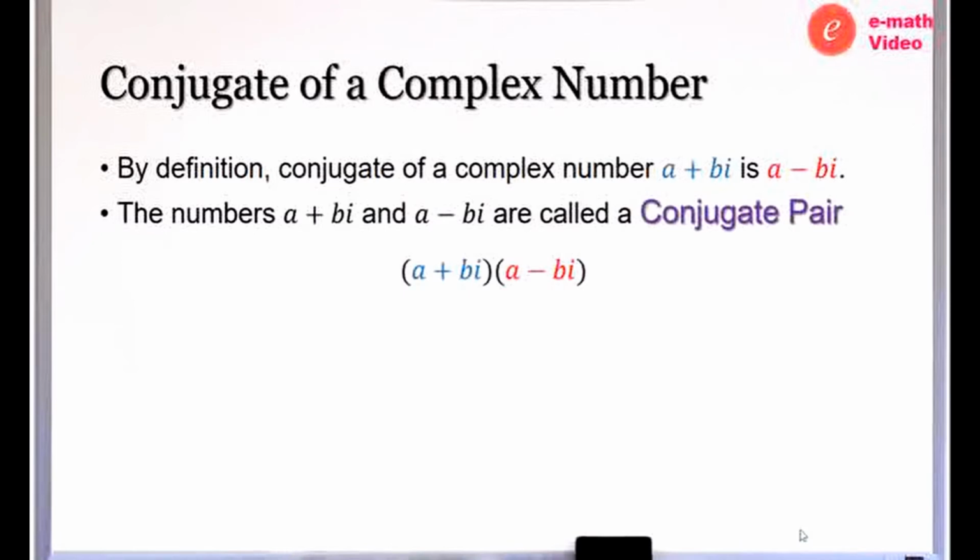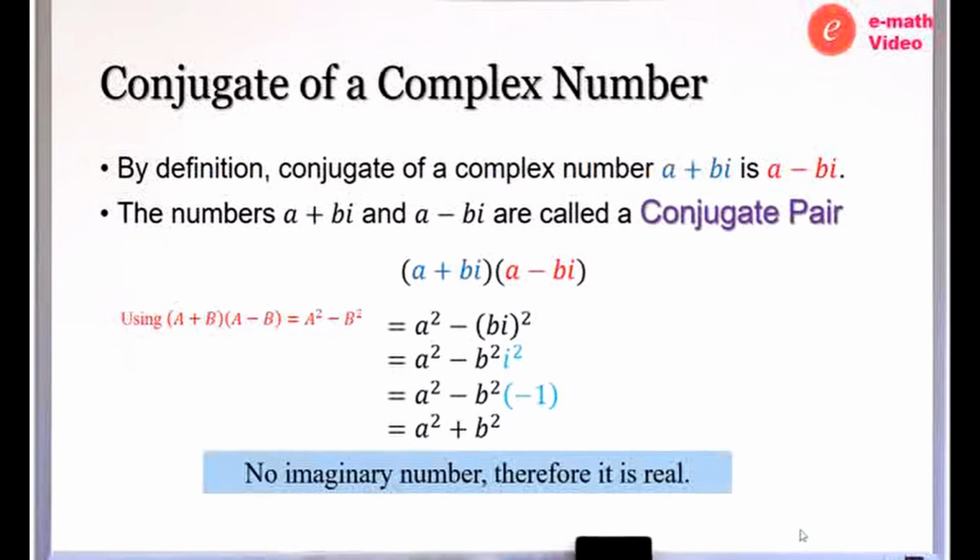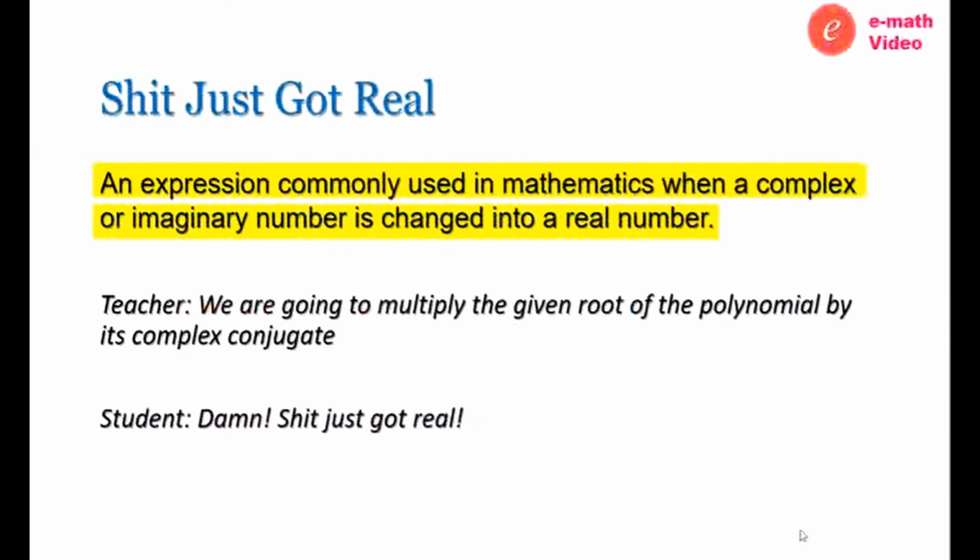When we multiply the conjugate pairs together, we can eliminate the imaginary part. At the end, we'll get a real number. If you don't believe, look at this example. 74 is absolutely a real number, right? In short, things just got real.